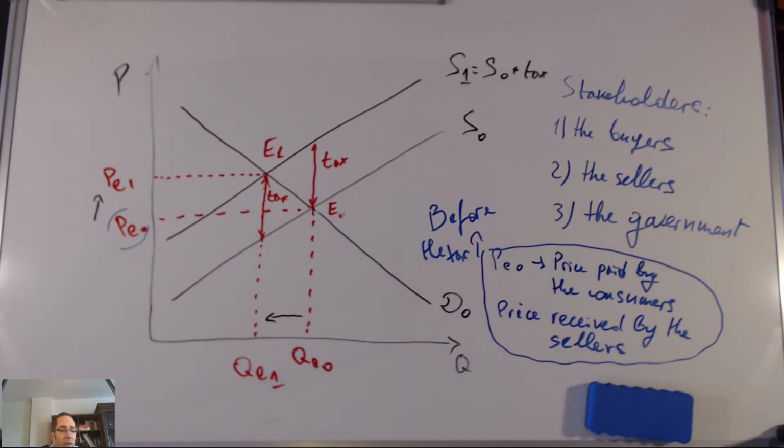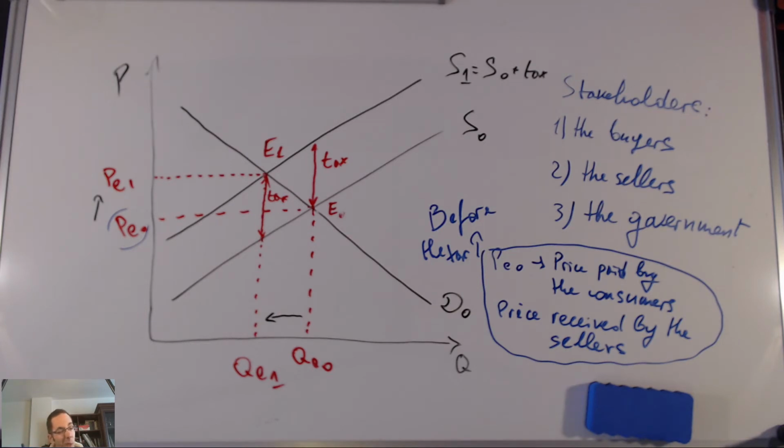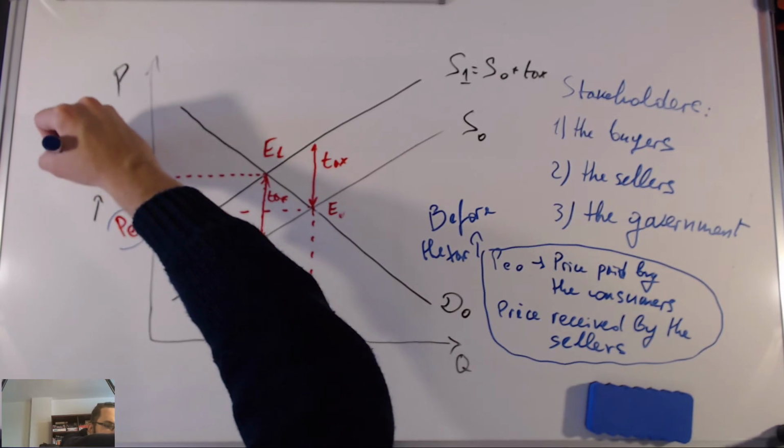Before the tax, the consumers were paying P0 and the producers were receiving P0. After the tax, the consumers now are paying P1. So this is paid by the consumers.